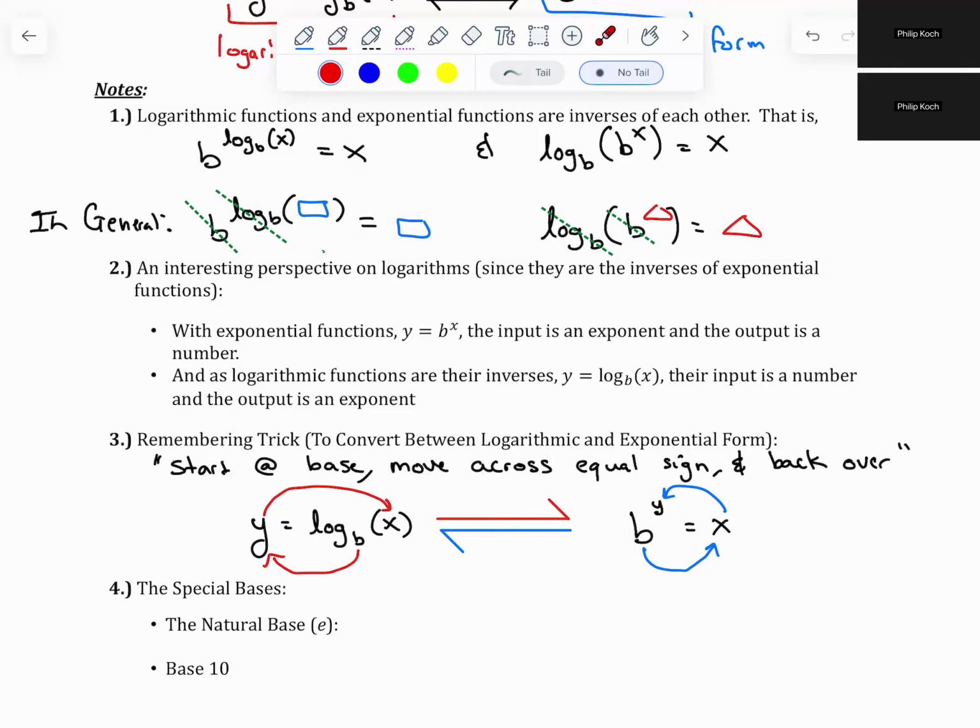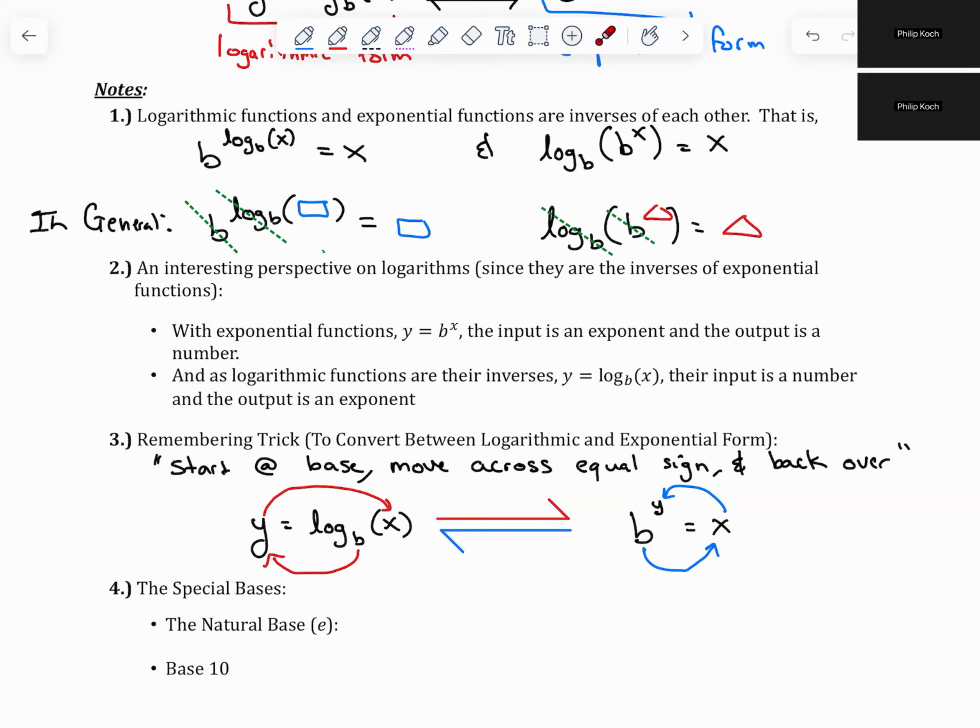You have to start with the base because of course you do. You move your way across the equal sign. So going from logarithmic to exponential, start with the base, work your way across the equal sign, and then back over. b to the y equals x. Or vice versa, log base b of x equals y. Start with the base, across the equal sign, back over. That's the memorizing trick. It works really well for me. I've never forgotten it since, but when I used to teach it, I couldn't remember. I had to refresh on it every day because I did not have a good memorization technique.